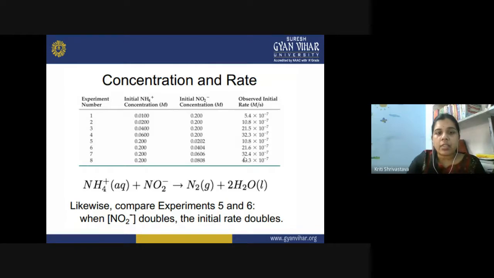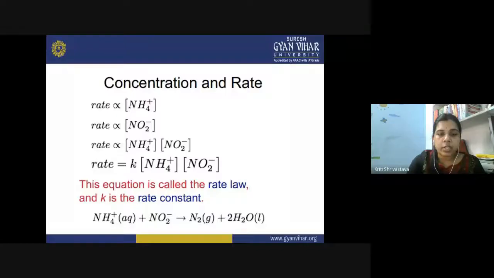You can say that the rate of the reaction is proportional to the concentration of ammonium ion, and the rate of reaction is proportional to the concentration of nitrite ion. When you combine these two expressions, we can write that rate is proportional to ammonium and nitrite ion concentration. Once you remove the proportionality sign, you introduce a rate constant, that is k. So the rate would be equal to k [ammonium][nitrite]. This equation is called the rate law, and small k is the rate constant. So this is the chemical reaction for which we were seeing different experiments.